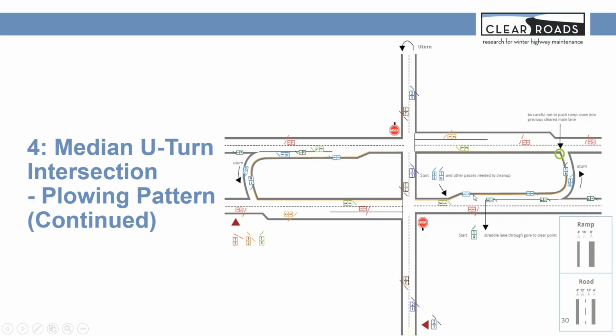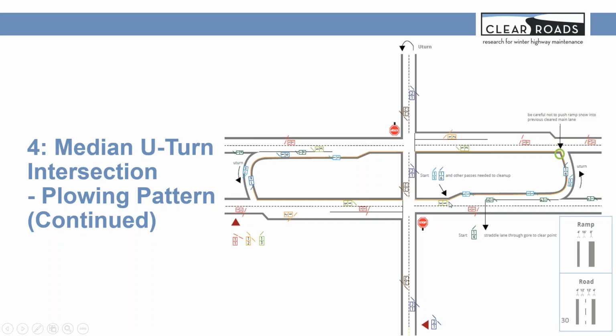Again, use the front plow, push snow to the left, but stay to the left on this part of the U-turn lane. And when it enters the U-turn lane here, the track will shift to the right, but still push snow to the left. So that's pass number 5. And it turns around, repeating the same pattern on the other side of the U-turn ramp.